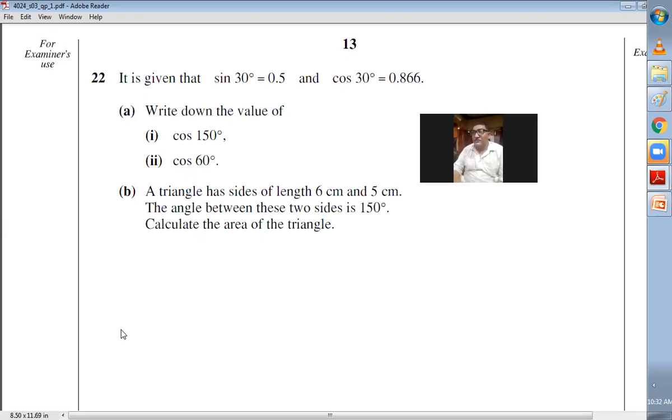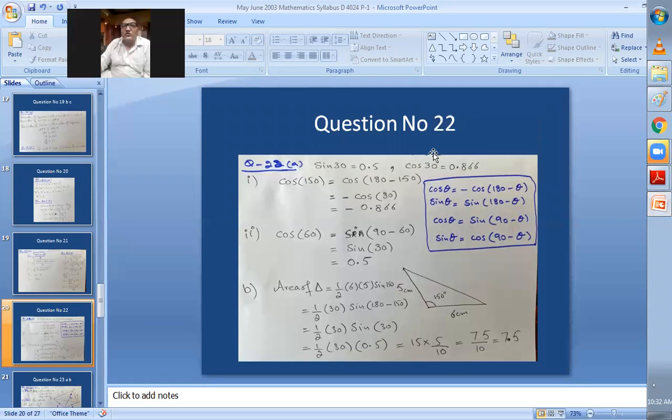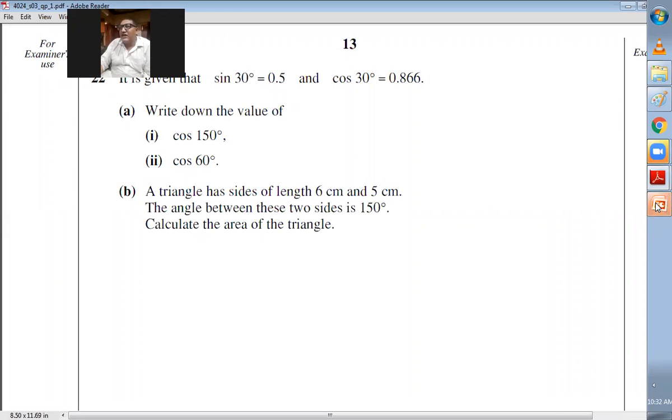Very simple question. So let me show you how I have done this. So here I have tried to show you by the help of the diagram that how this is done.